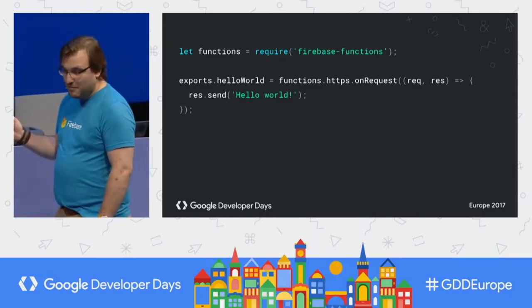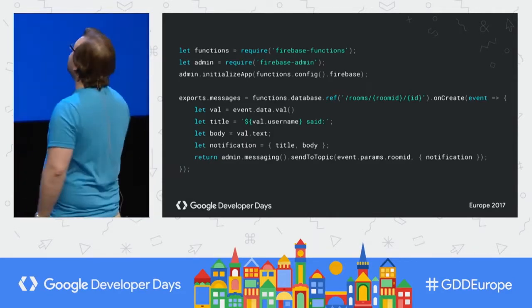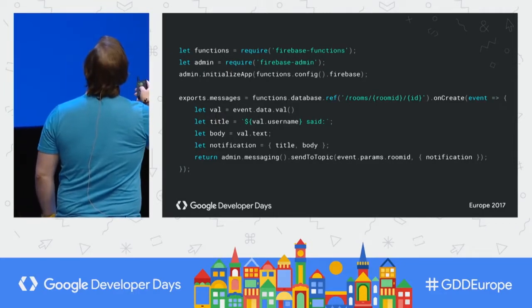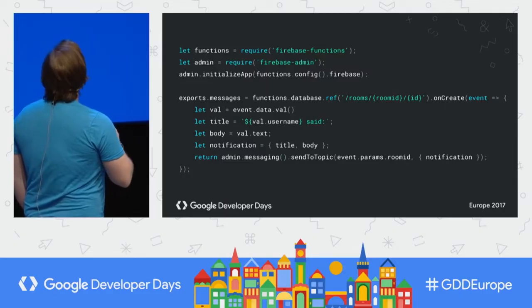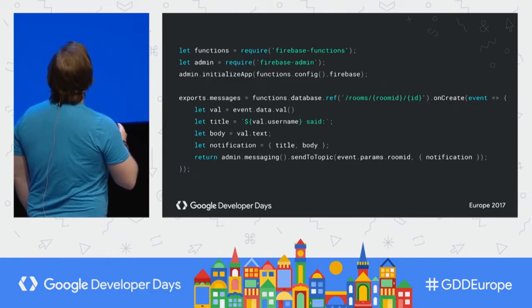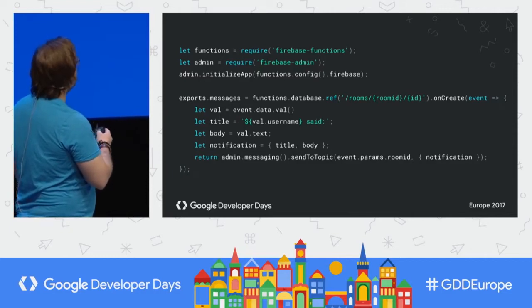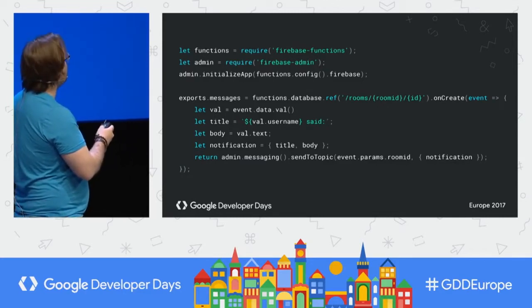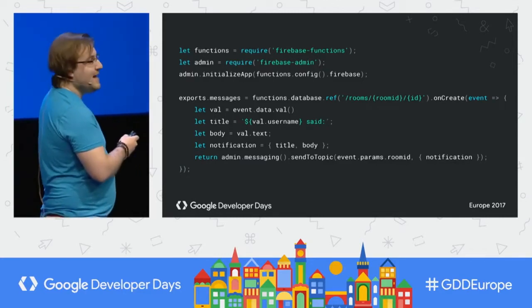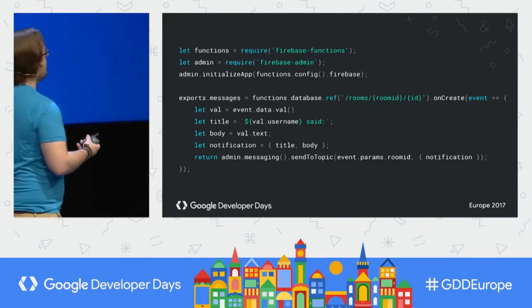So let's jump to a more complicated example. Here's one where we're actually listening to the database. Up here, we're initializing Firebase functions and the admin SDK for Firebase. We're pulling in the configuration and initializing Firebase admin. We're then listening on the database, this ref, and those are wildcards. Those will be parsed into our parameters. And then onCreate means it's a database insert rather than an update or destroy.